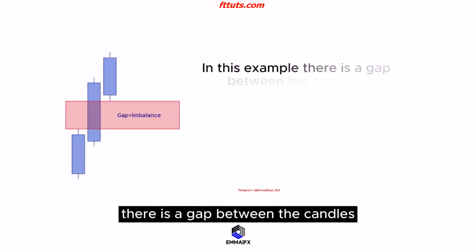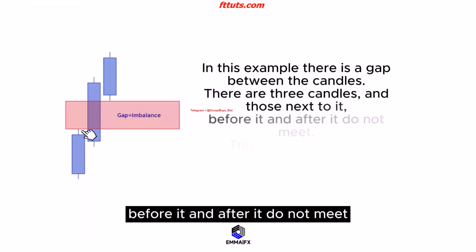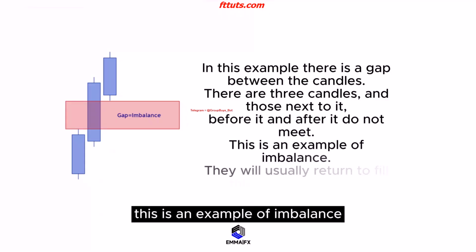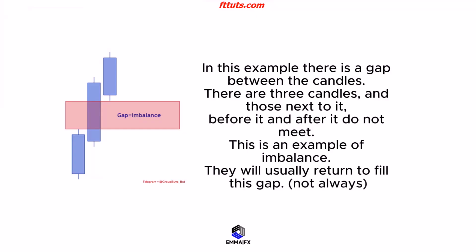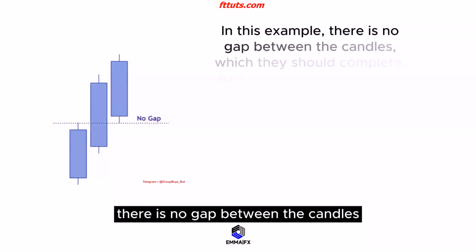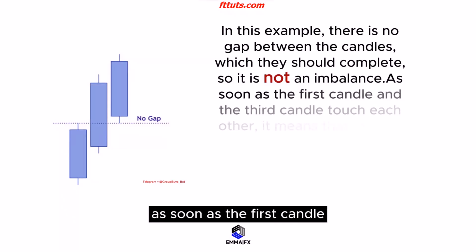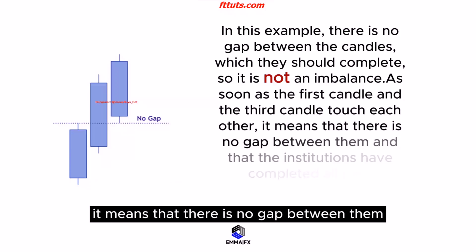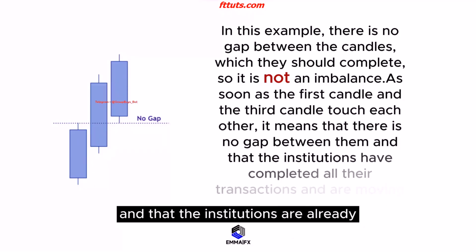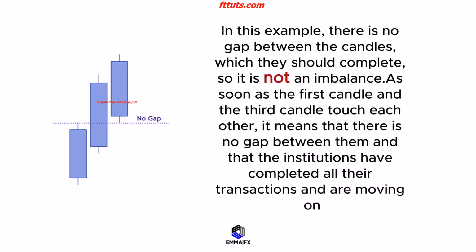In this example, there is a gap between the candles. There are 3 candles, and the one before it and the one after it do not meet. This is an example of imbalance. They will usually return to fill in this gap, not always. In this example, there is no gap between the candles, so it is not an imbalance. As soon as the first candle and the third one touch each other, it means that there is no gap between them and that the institutions have already completed their transactions and they are moving on.